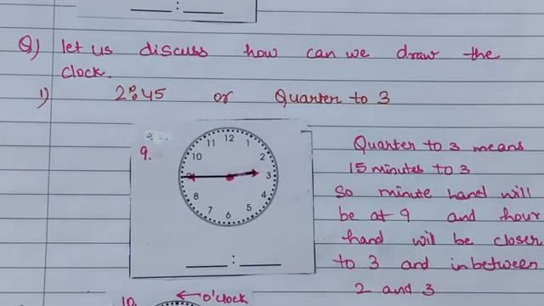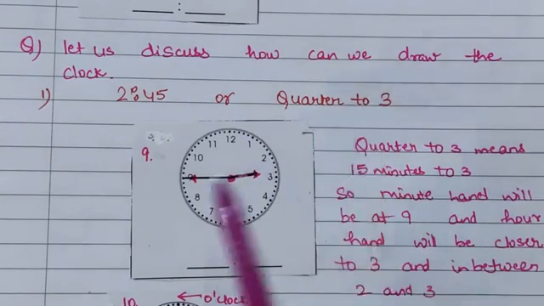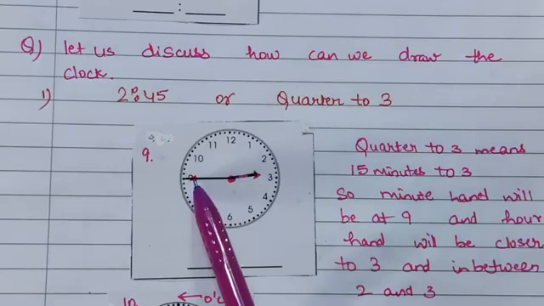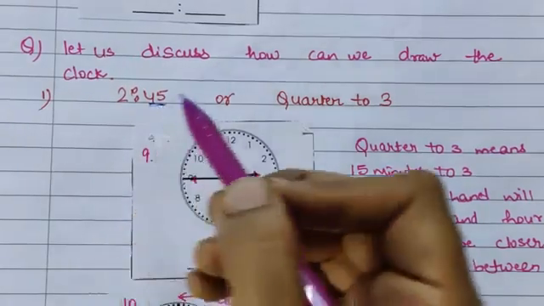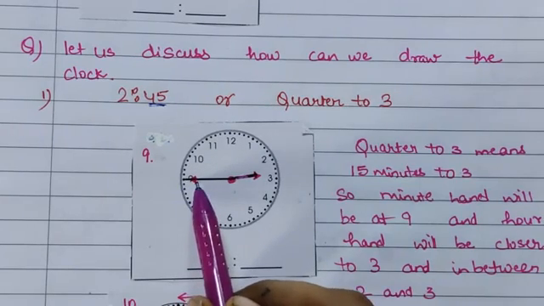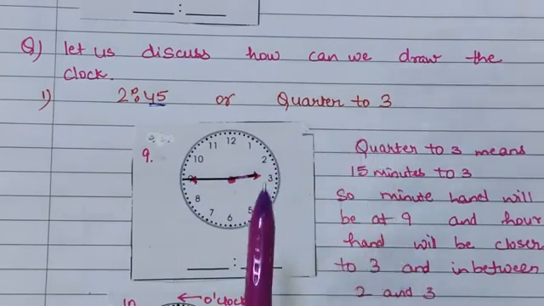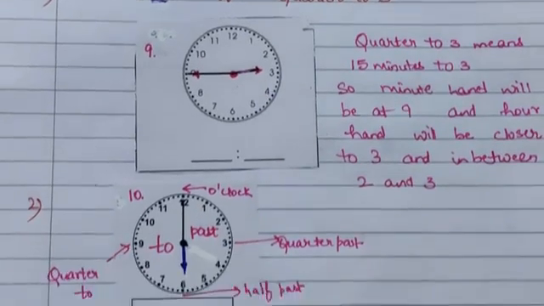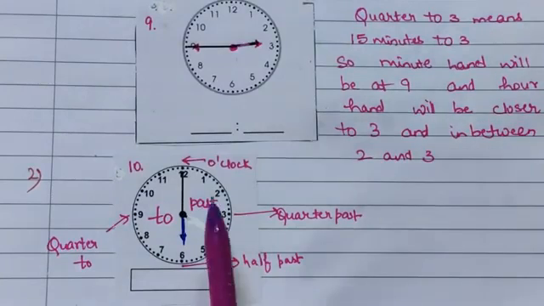Now see, the time is given 2:45, that is quarter to 3. So quarter to 3 means 15 minutes to 3. So where will be the minute hand? The minute hand will be at 9 because 5 into 9 is 45. So the minute hand will be at 9 and the hour hand will be in between 2 and 3 and very close to 3.